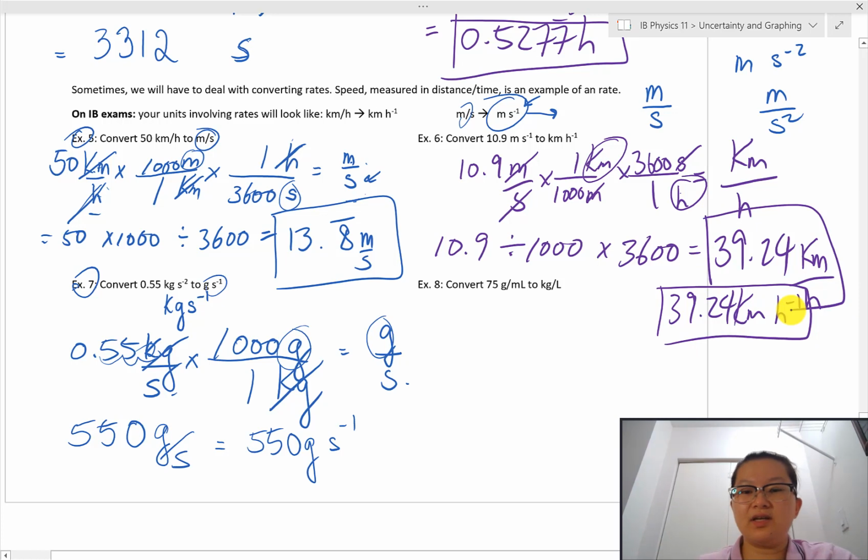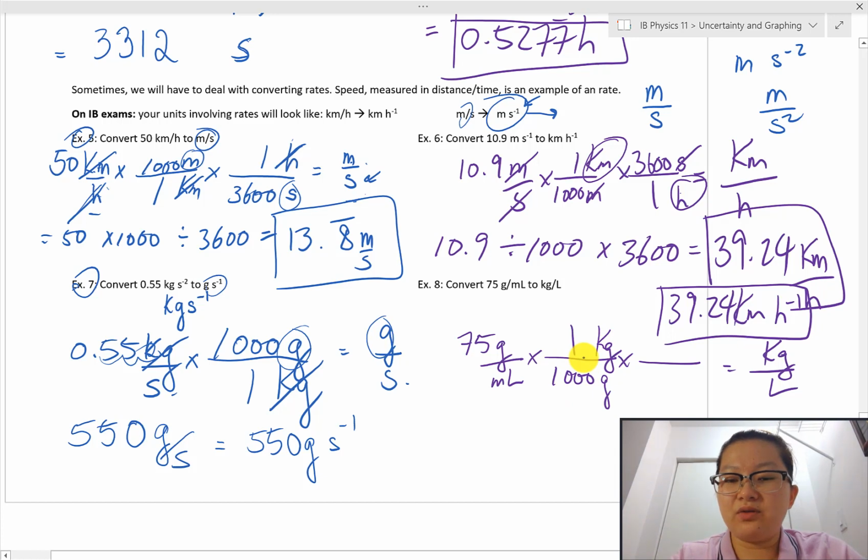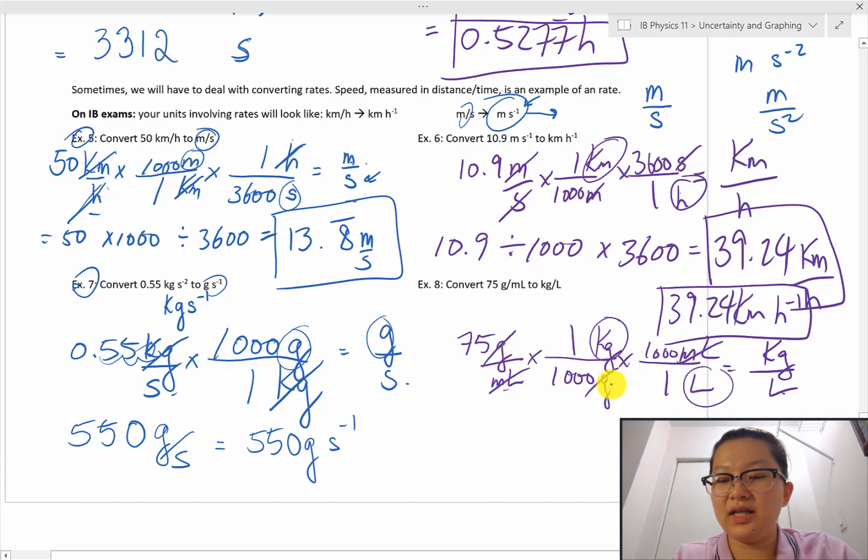Either one works. Next one, we want 75 grams per milliliter to give us kilograms per liter. So it looks like we need 2 conversion factors here. Grams to kilograms: divided by kilograms and multiplied by kilograms. There are 1,000 grams in 1 kilogram. Milliliters to liters: milliliters on top and liters on the bottom. There are 1,000 milliliters per 1 liter. Milliliters will cancel, grams will cancel, leaving us with kilograms per liter.